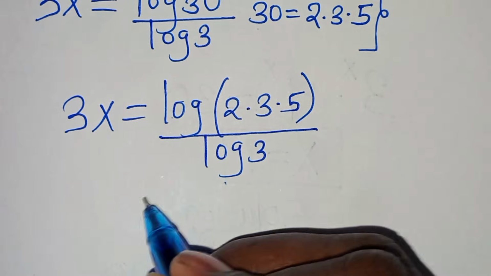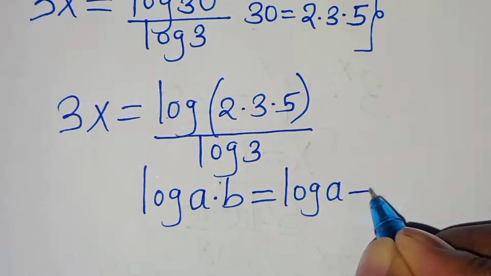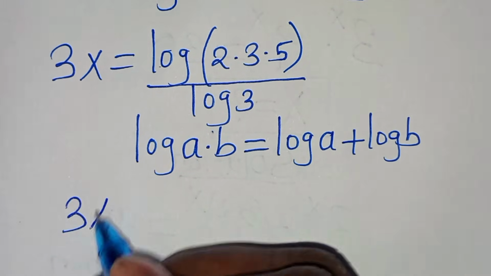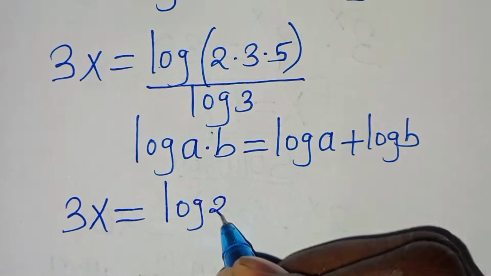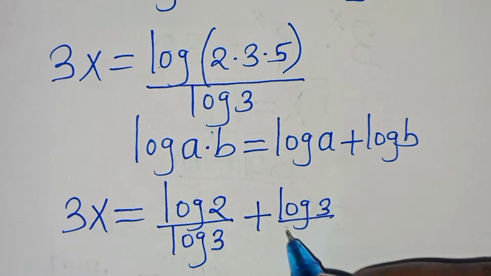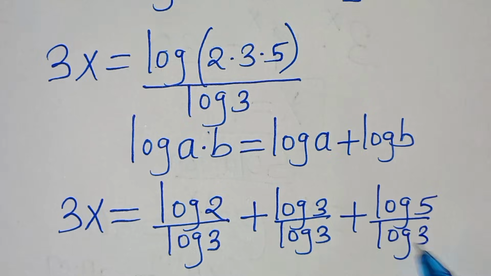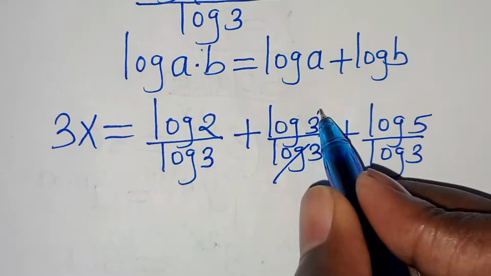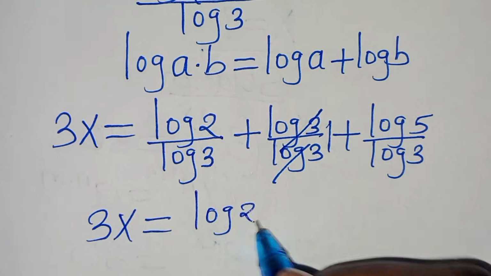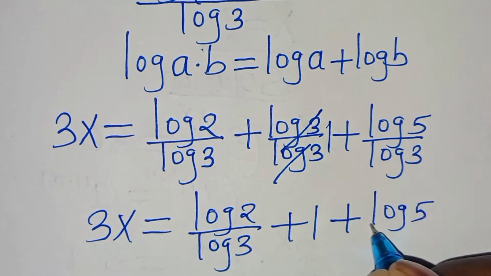Log 2 times 3 times 5, this is in the form of log a multiplied by b, which we can express as log a plus log b. Applying this property, then we have 3x. This is equal to log 2 divided by log 3, then plus log 3 divided by log 3, then plus log 5 divided by log 3. So we can simplify log 3 and log 3 here, so that this is 1. We have 3x, this is equal to log 2 over log 3, then plus 1, then plus log 5 divided by log 3.